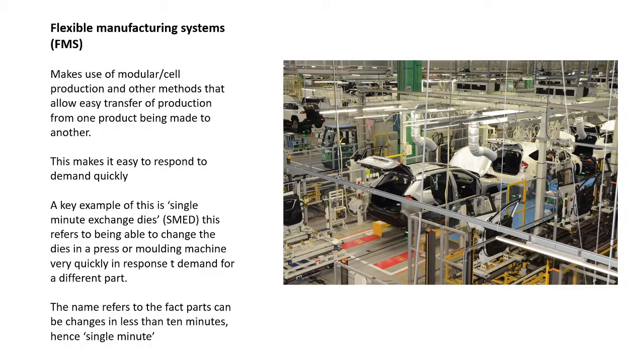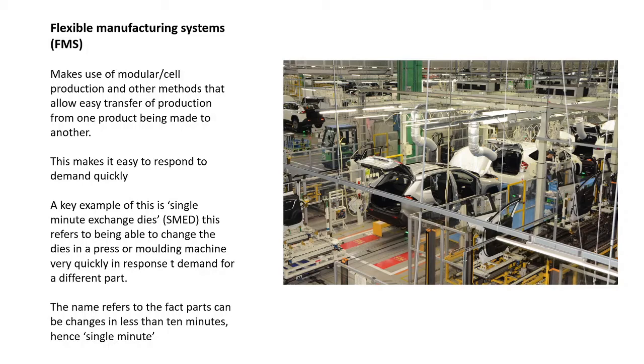If we take Toyota, for example, they might be making a certain model because there's been a big demand for that certain model. And then suddenly, the next day, a different model's needed. So the idea being that you should be able to change all the parts you need really quickly. Now, there's this thing called single minute exchange of dies.